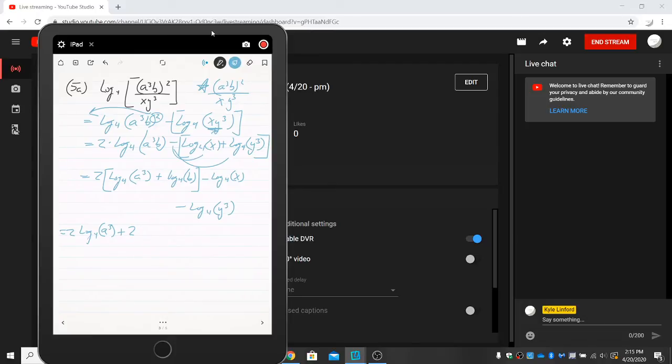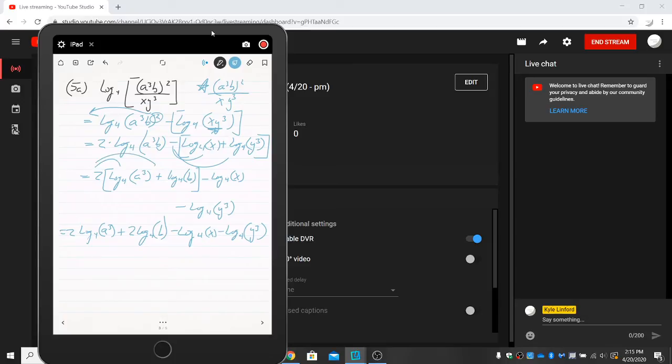Oh my gosh, my handwriting is terrible. Log 4 of b. And then let's have minus log 4 of x minus log 4 of y cubed. Hey, there it fit. Okay, so all I did was distribute the 2 through to each thing here.